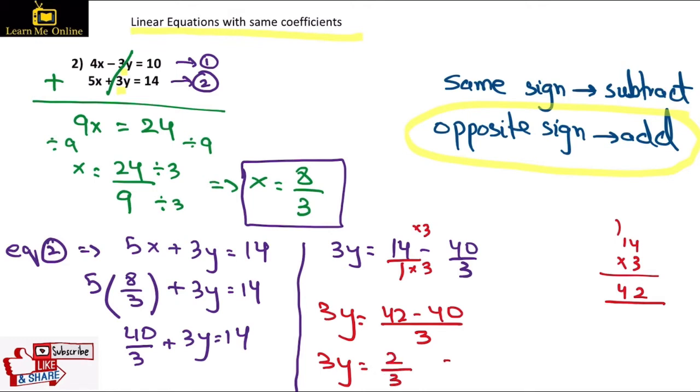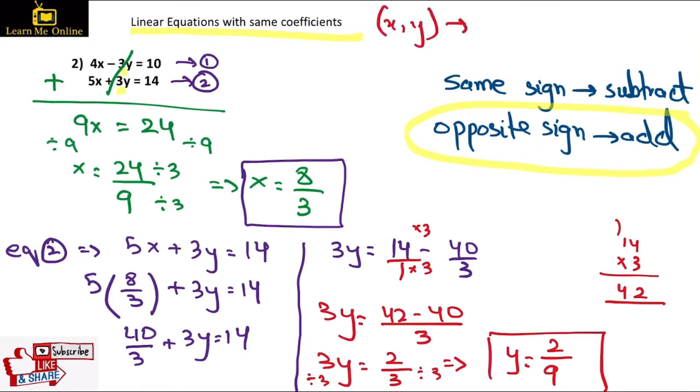Now you're still finding the y value, so you get rid of this 3 here by dividing by 3 on both sides. Dividing by 3 on both sides, you would have 2 over 9, because 3 times 3 makes 9. So we have got the x and y values. You can write them down together in bracket form as well. So the x and y you're looking for are 8 over 3 and 2 over 9. We are getting both x and y values in fraction form.